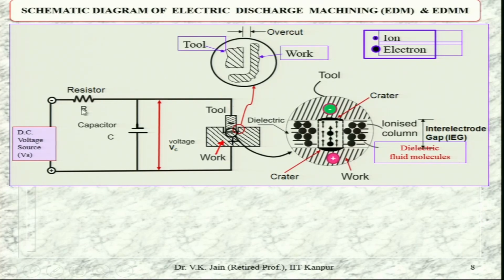Here is the RC circuit, this is the resistance, capacitance, this is the tool, workpiece. If you enlarge this part, you will find that tool is here, workpiece is here, and there is the overcut on the workpiece. That means the diameter of the machined cavity is larger than the diameter of the tool, and that is known as overcut. And here in this part where sparking is taking place, you can find electrons and ions both are there, and they form the plasma column, and this is the workpiece and crater is being formed.